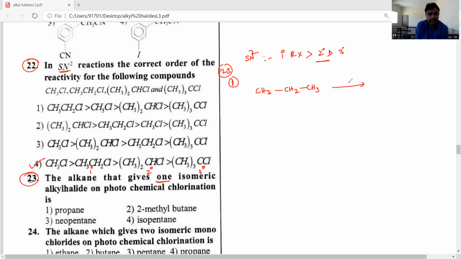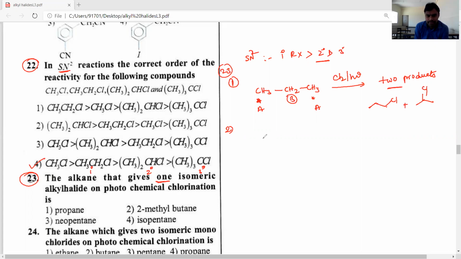Propane on photochemical chlorination, Cl2 in the presence of sunlight. It has two types of carbon atoms present. This is A and A. This is B. It produces two products. Already this kind of question we did earlier, that's why I am directly writing how many possible products. What are those two products? 1, 2, 3, and here chlorine and here chlorine. 1-chloropropane and 2-chloropropane form. That is the first option.